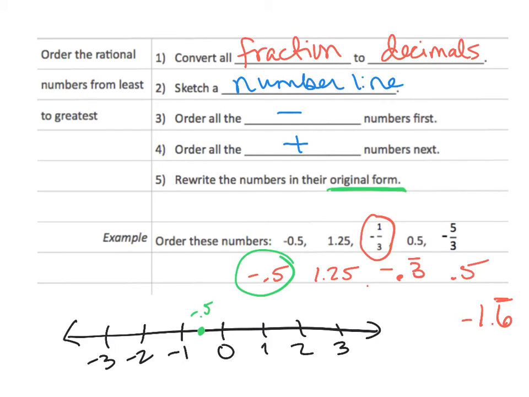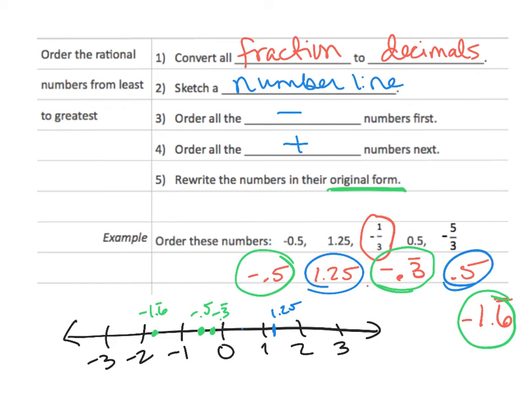My other negative is negative 3/10 repeating, so that's like 1/3, so that'd be like right here. Negative 1 6/10 repeating, so that would be down here. Now I'm going to do my positive numbers. 1 25/100 would be about right there. And 1/2 would be right there.